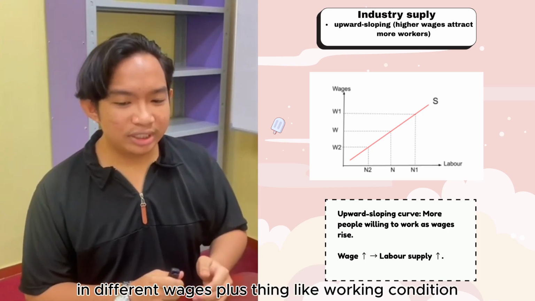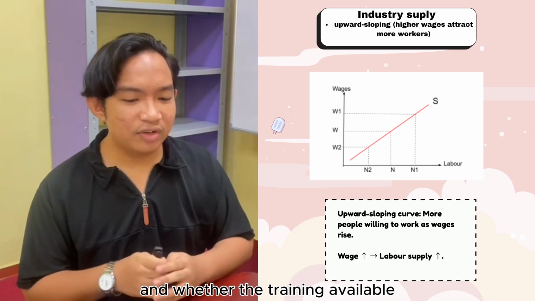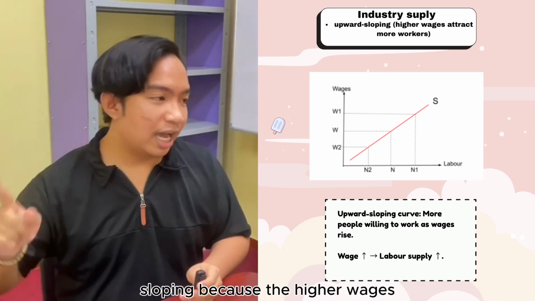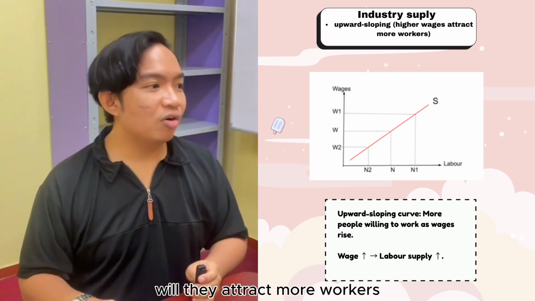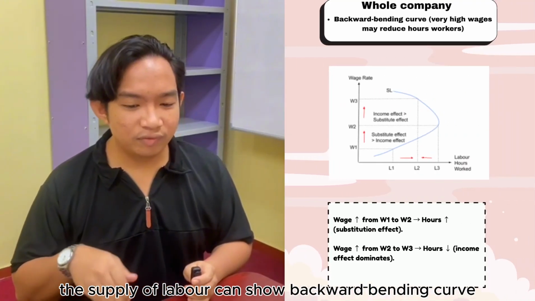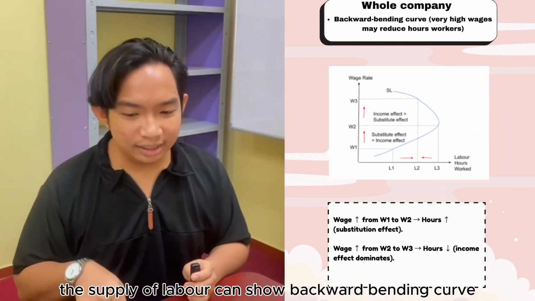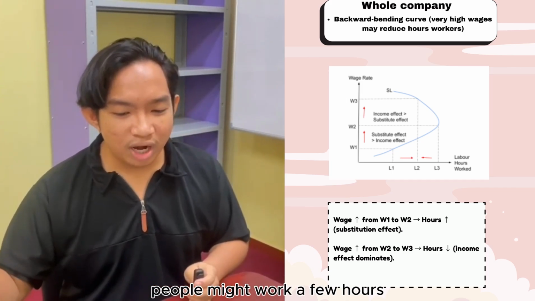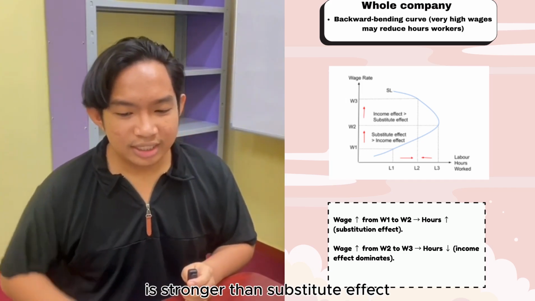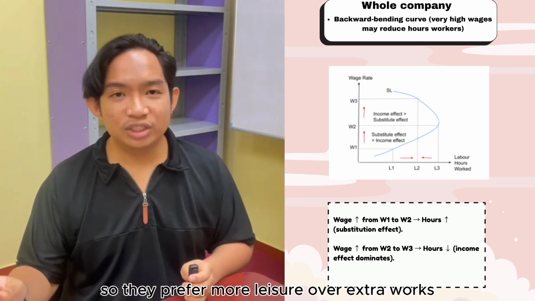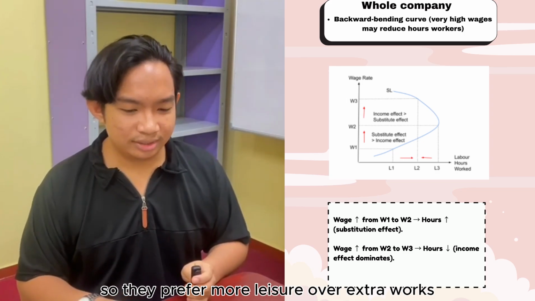Plus, things like working conditions and whether training is available. Graphically it is positive, upward sloping, because higher wages will attract more workers and vice versa. For the whole economy, the supply of labor can show a backward bending curve, meaning that at higher wages, people might work fewer hours because the income effect is stronger than the substitution effect. So they prefer more leisure over extra work.